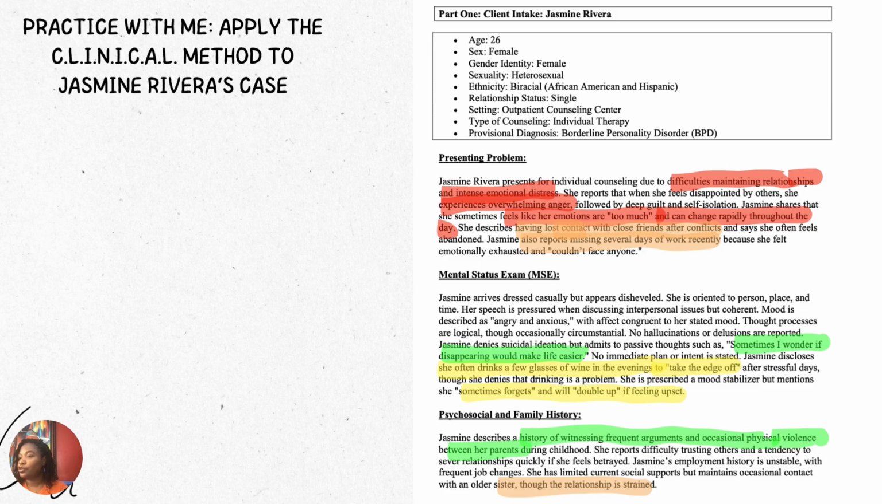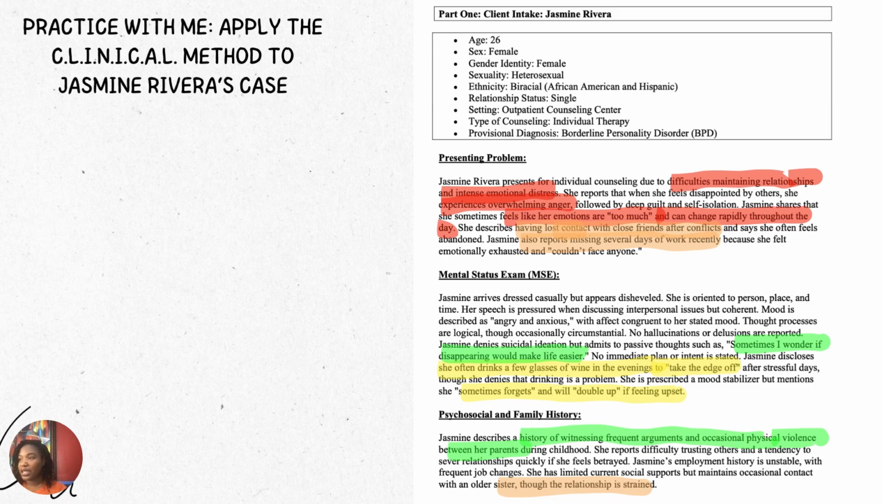She also has a history of witnessing frequent arguments and occasional physical violence between her parents during childhood. That right there lets us know that we as therapists have to give her psychoeducation around medication adherence and coping strategies. We also need to do a risk assessment for suicidal ideation. And we also have to give her a trauma-informed approach due to her history of witnessing parental violence.